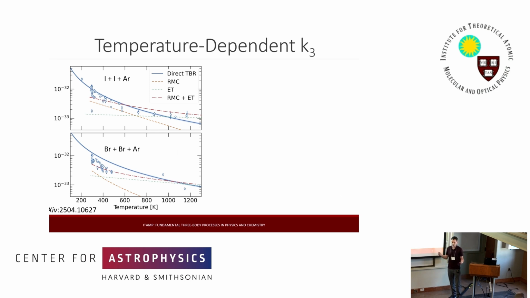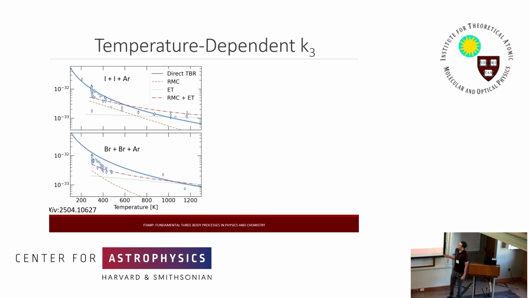Okay, so now we can plot our temperature-dependent rate constant for iodine and bromine. Here I just plotted iodine with argon and bromine with argon, because that's where most of the experimental data across various temperatures exists. These data were collected over, say, a period of 40, 50 years. We have our blue curve, which is our result through the direct three-body recombination, and we find pretty good agreement with the experimental results after we attach these factors, of course.